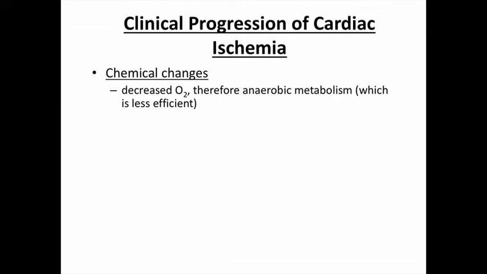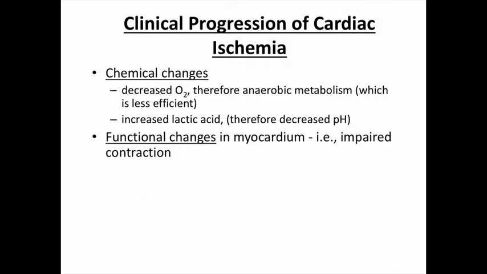So if the oxygen deficit persists, that will shift the myocardium towards anaerobic metabolism, which of course you know is much less efficient. And in that process of shifting away from aerobic metabolism to anaerobic metabolism, we see an increase in lactic acid production, which would then decrease the pH of the area, which then also affects the contractility of the heart. So those are the chemical changes that are going to happen.